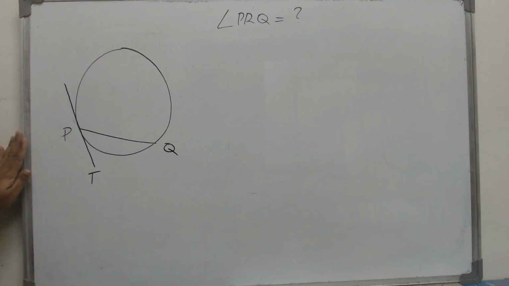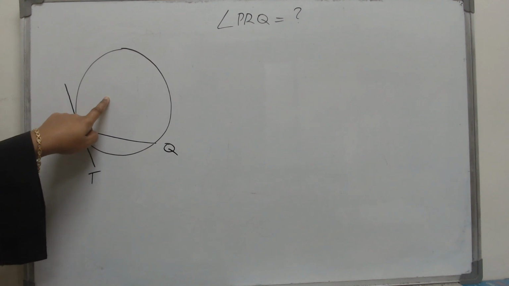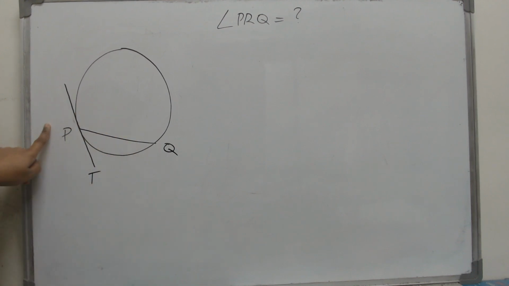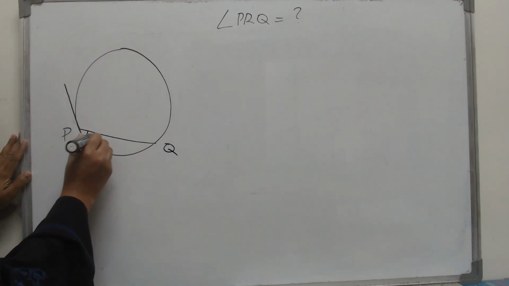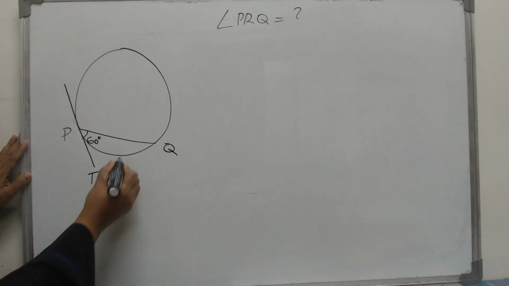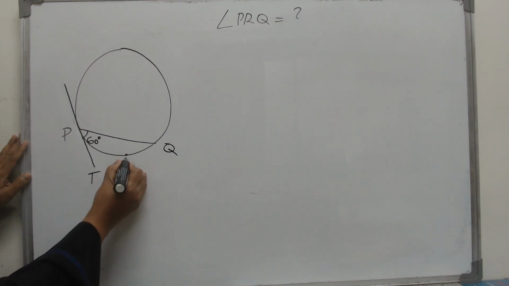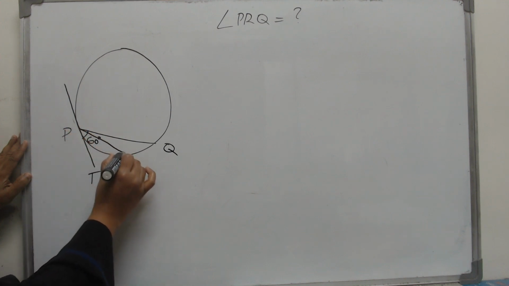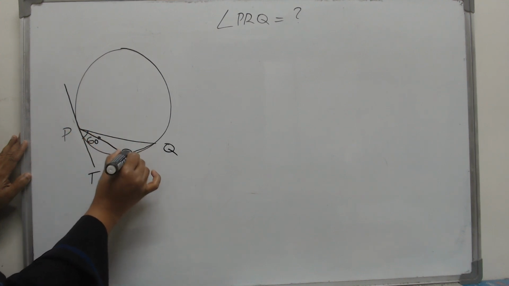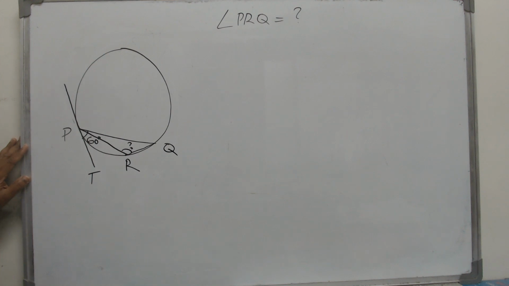Here we have a question based on circles. We are given a circle, a chord PQ and a tangent PT that make an angle of 60 degrees with each other. Now we have a random point R here. What we need to find is the measure of the angle mPRQ. This is what we have to find.